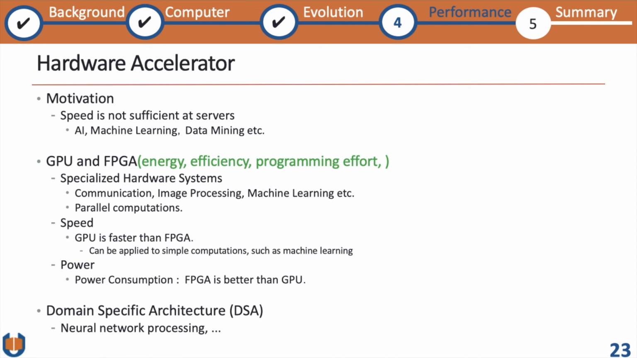Maybe all of you know these two terms, but there are some parameters like energy efficiency or programming effort. If you compare these two, the GPU is faster than the FPGA, but in terms of power consumption, the FPGA is better than the GPU. So there are some aspects that decide which one we use.